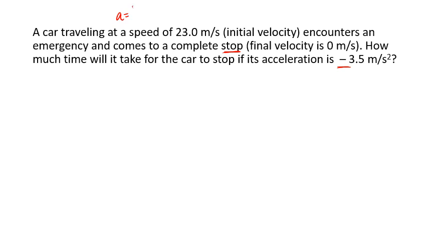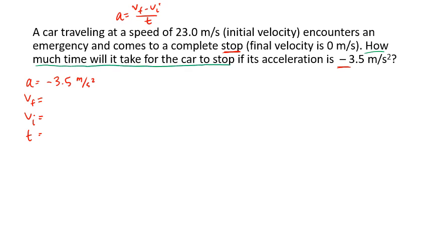So let's write the equation down and fill out our variables on the side. It gives us acceleration this time. That's -3.5 meters per second squared. It's asking us how much time will it take for the car to stop? That means we're solving for time, so that gets the question mark. Our initial velocity is 23 meters per second, and our final velocity is, of course, stopped or standing still, so that's 0 meters per second.